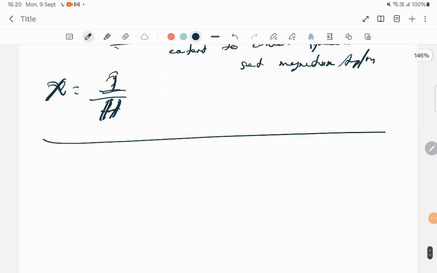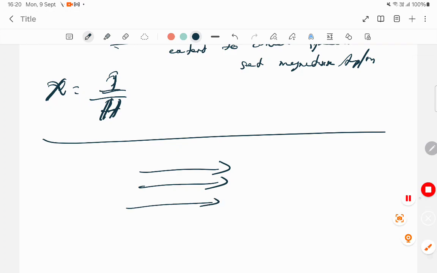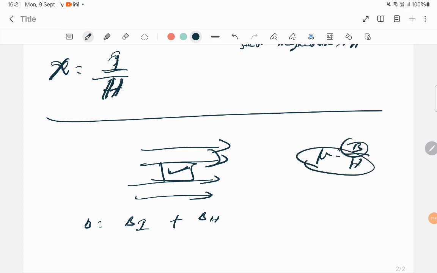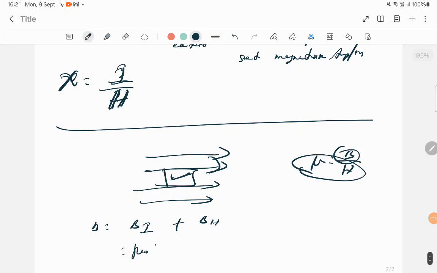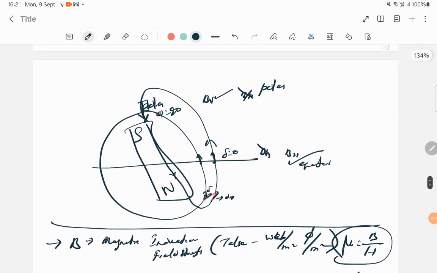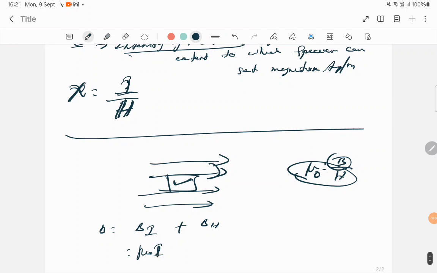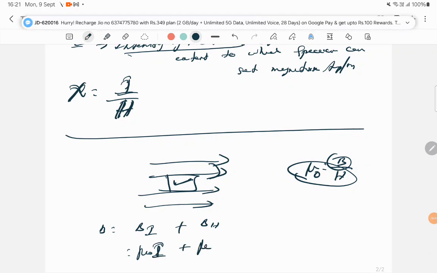Next, you take a field and keep a specimen. This specimen can get magnetized because of its ability to magnetize itself, and also the extent to which the field can magnetize it. So the B is coming because of B due to I as well as B due to H. And you already know mu naught is equal to B by H. So B is equal to mu naught into H. But in this case, it's mu naught into I, and in this case, it's mu naught into H.